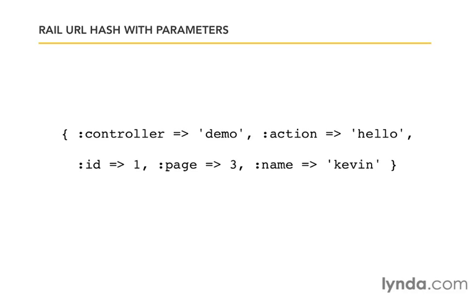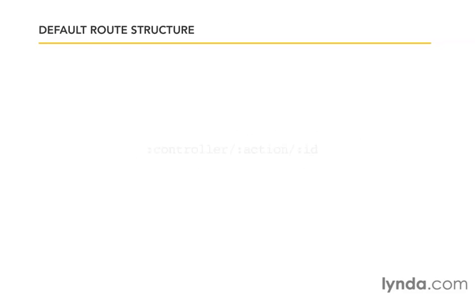The one exception is with ID. ID has a special value because ID gets used so often. So many times we're talking about editing record number 12 or viewing record number 27. So we're going to be using ID a lot, so it gets a special privileged place. And that's why it has a special spot in our default route structure, controller/action/ID. We remember that from earlier.